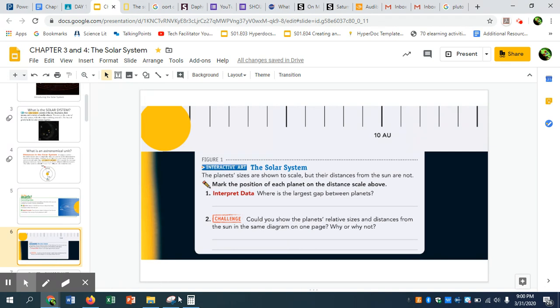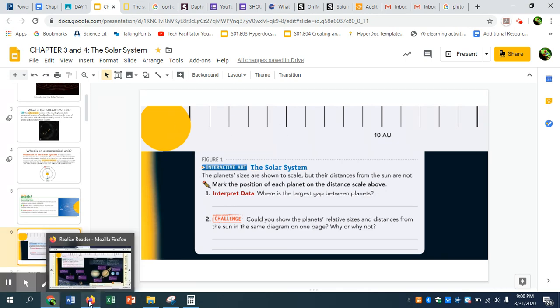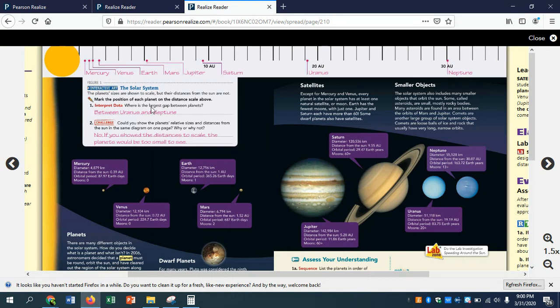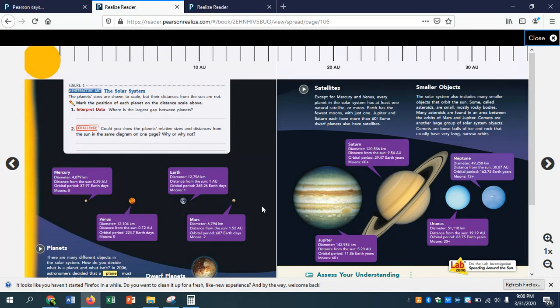But anyway, it says, where is the largest gap between planets? So I'm going to go quickly over to, nope, not that one, that's the answers. I'm going to go over to your workbook page, a double page view over here.